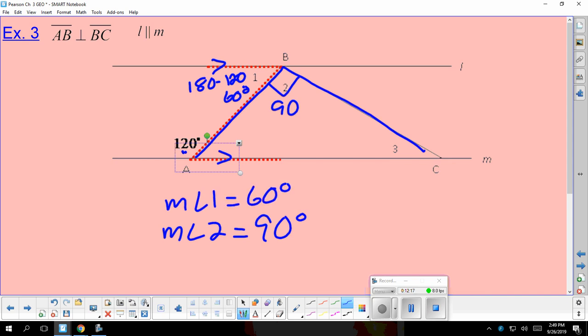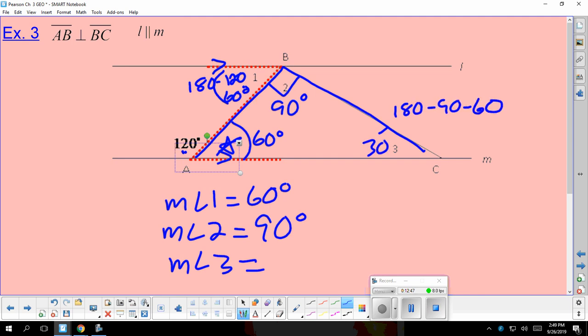And then to figure out this angle right here, we have a couple different ways. If this is 120, we have a linear pair here. So we know those two are supplementary. Or we can use alternate interior angles. And since those lines are parallel, we know alternate interior angles are equal. So those are 60 degrees. And whenever I have the measure of two angles in a triangle, I can find the third by subtracting from 180. So the measure of angle 3 equals 180 minus 90 minus 60, or 30 degrees.